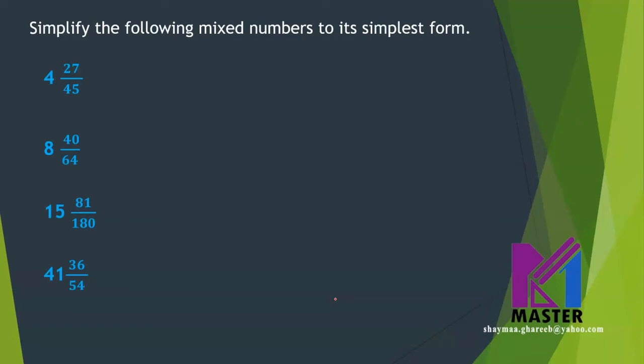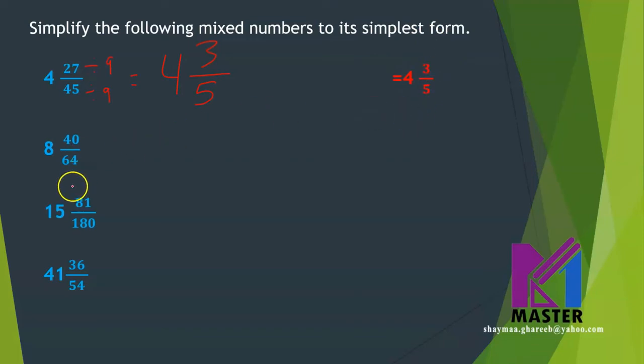The first fraction we have is 4 and 27 over 45. I can do it using one step if I divide it by 9 up and down. And remember, we keep the whole number as it is, which is 4. 27 divided by 9 equals 3, and 45 divided by 9 equals 5. So the simplest form will be 4 and 3 over 5.